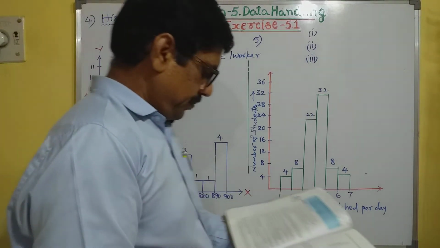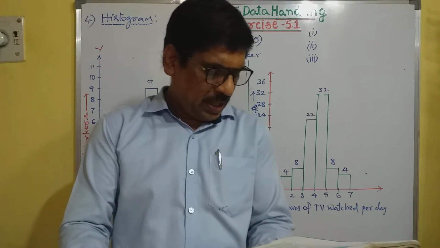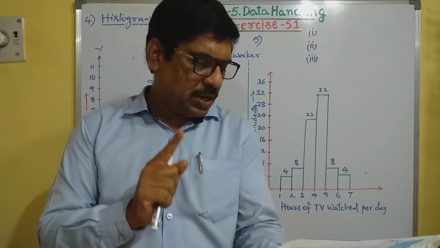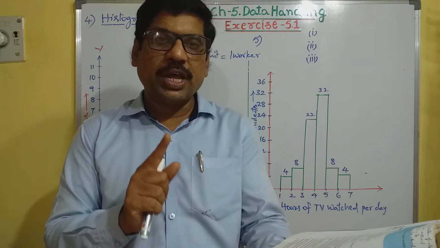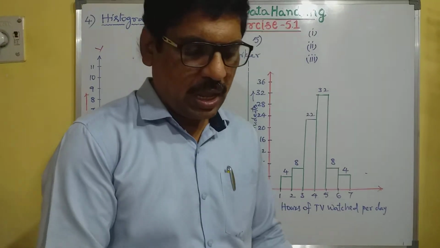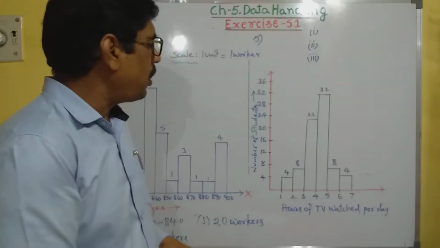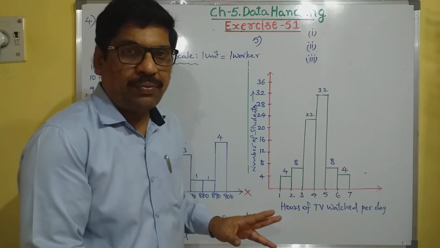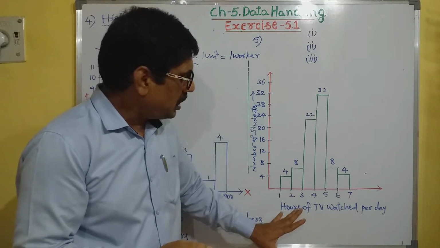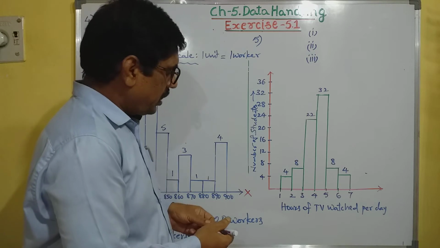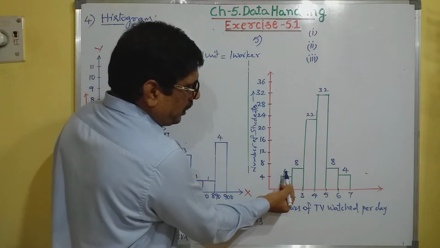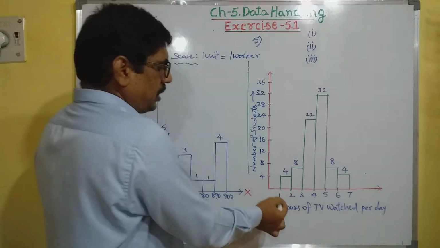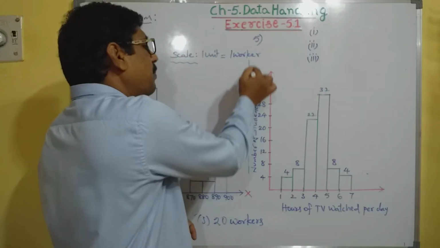Now look at the fifth problem of the exercise 5.1. The number of hours for which students of a particular class watch television during holidays is shown through the given graph. Answer the following. First of all, let us look at the graph which is given in the fifth problem. This is the histogram. This is showing the information of the students of a class watching the TV in the holidays in different hours. See, 4 students are watching the TV for 1 to 2 hours, in between 1 and 2 hours. Here this is the number of hours watching TV and this is the number of students.